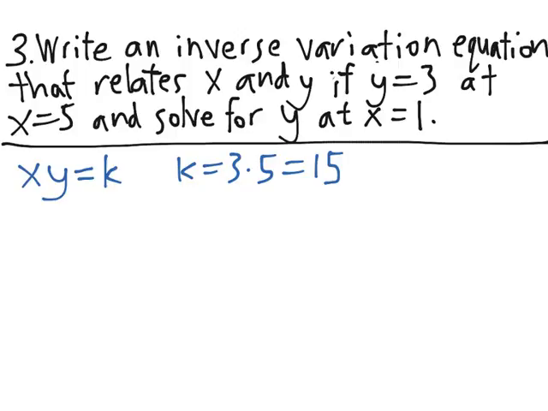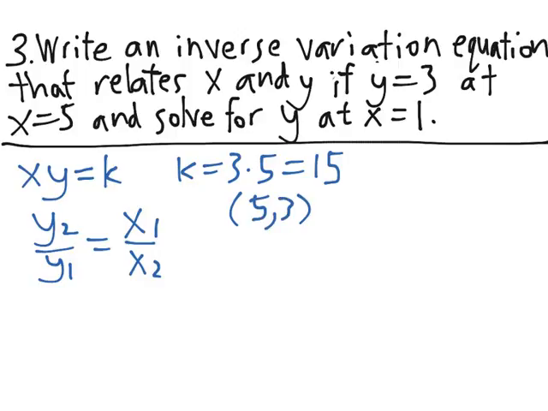This time, let's solve for y at x equals 1 without using k or the inverse variation equation. Instead, we can use the proportion y2 over y1 is equal to x1 over x2, when x1, y1 and x2, y2 are 2 points. Our first point is already given to us, which is 5, 3. And the second point, we know the x value is 1, but we don't know what y2 is yet. So let's plug these numbers into the proportion.